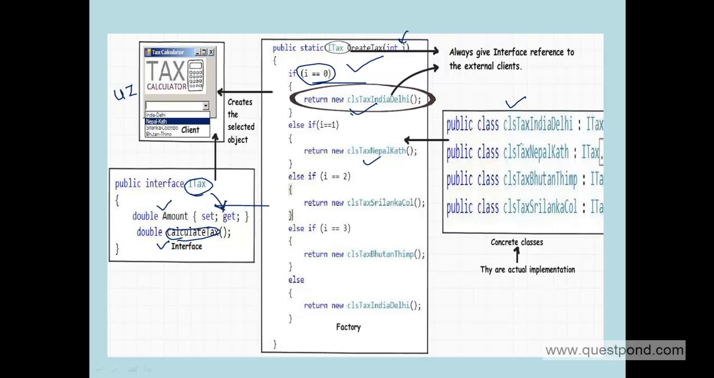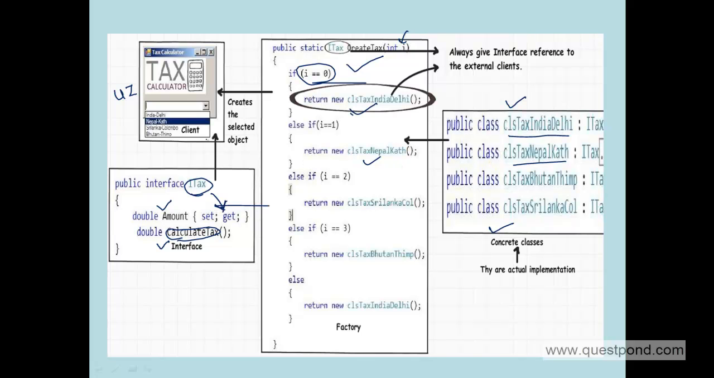For each region, we have created different tax calculation logic. For example, we have tax India Delhi. The tax India Delhi class will have all the logic pertaining to tax calculation regarding India Delhi. Then we have tax Nepal Kathmandu, so any kind of calculation logic as per Nepal Kathmandu will be done in this class. So these are all concrete classes. So this is one more project. The actual logic lies in this project.